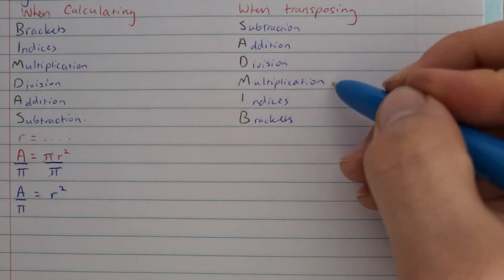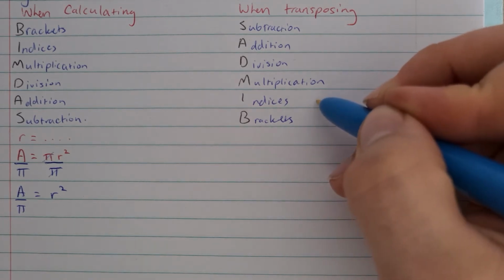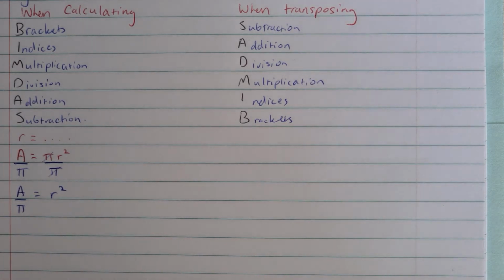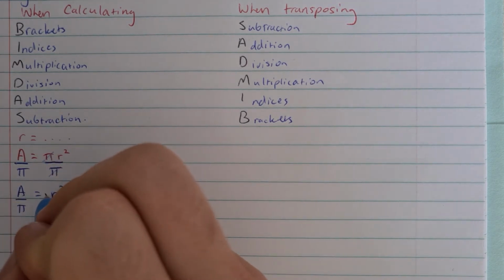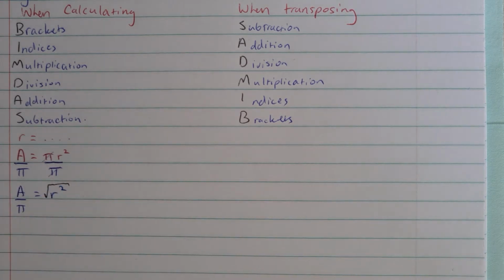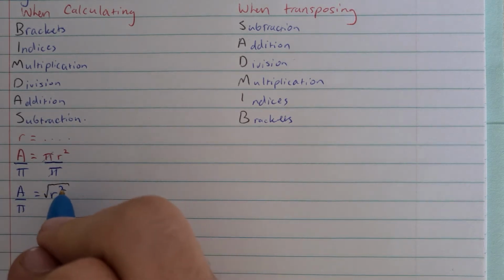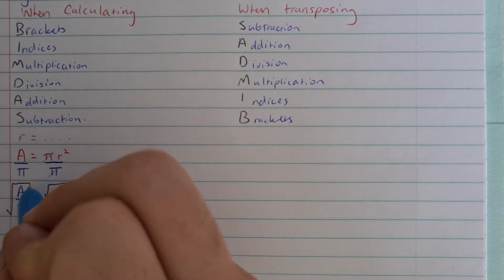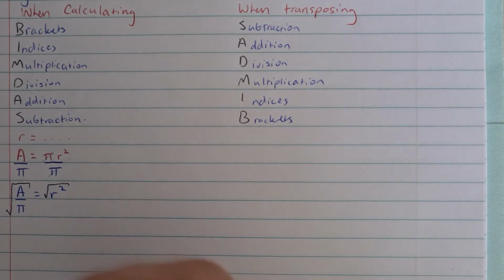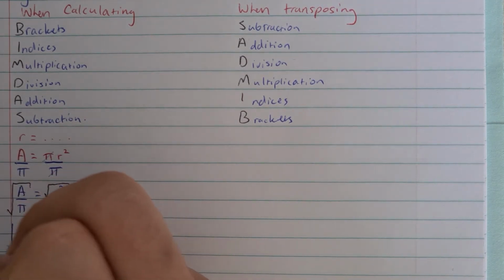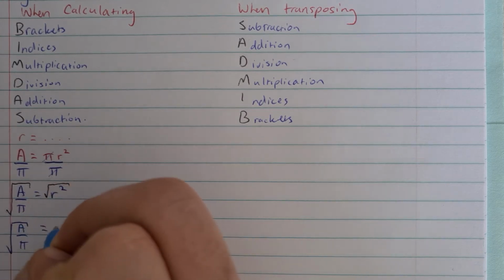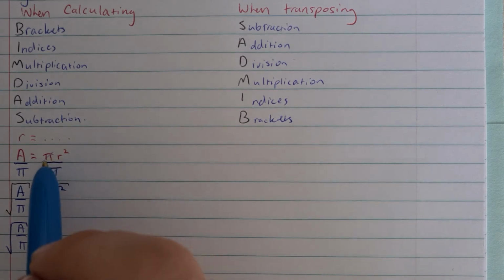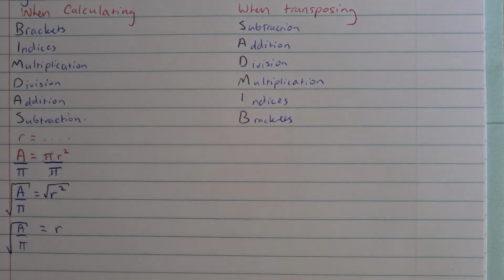Now, after multiplication, we've only got indices to worry about, and we do have an index. We have r that is squared. So if we square root both sides, square rooting r squared, they will cancel each other out. And I also need to square root the entire expression on this side. So what I end up with is the square root of A over pi is equal to r. And you can see that we've extracted r from this equation to make it the subject.